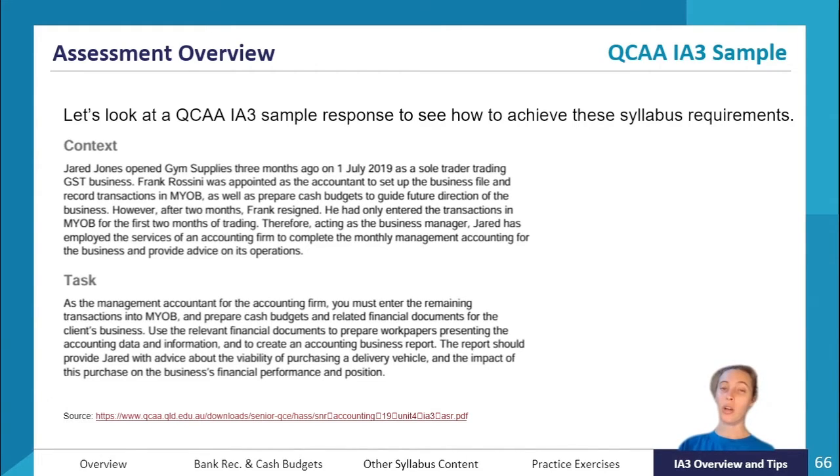And as I mentioned earlier, there are a whole different bunch of goals that you could be given in your assignment. In this case, it's the purchase of a non-current asset, a delivery vehicle. And then you're also looking at the impact of this purchase on the business's financial performance and position. So you've got that source there if you want to access this specific document where I got this information.